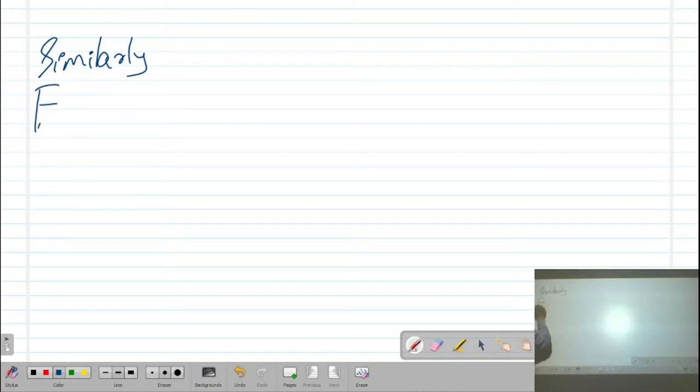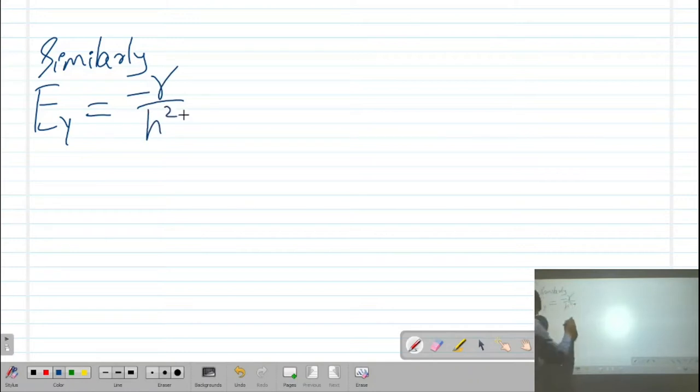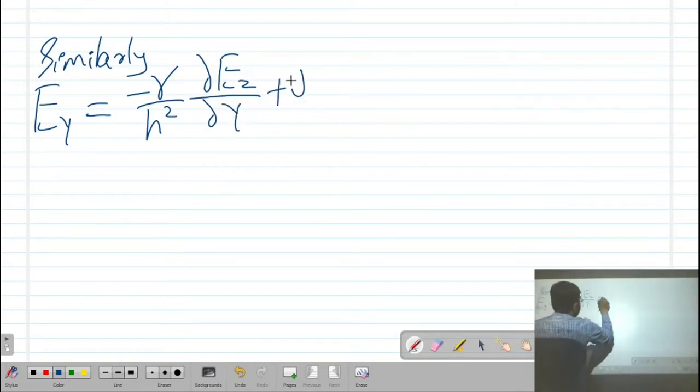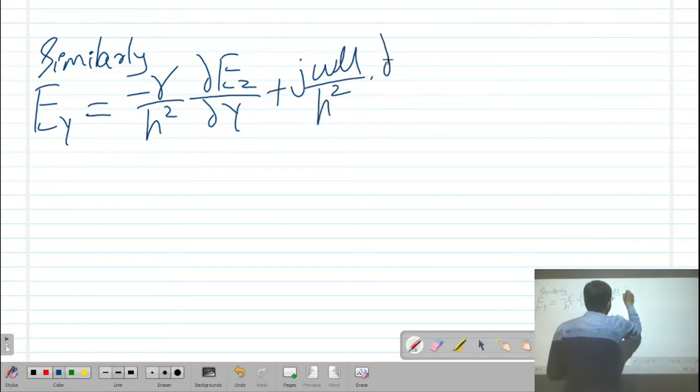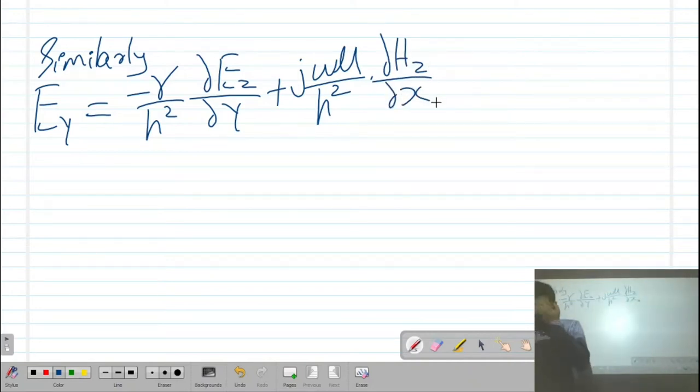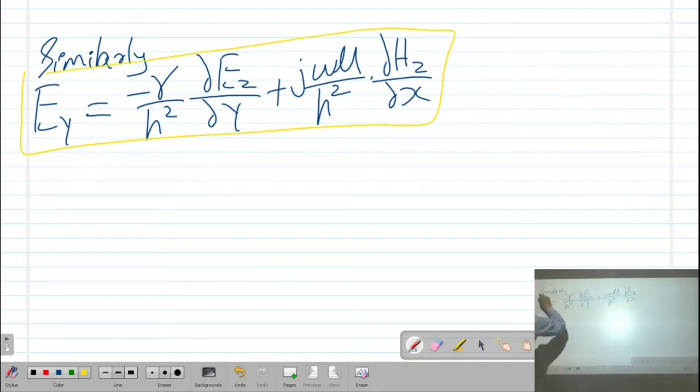Now similarly, we will also have E of y. As I told you, we will also have E of y, that is minus of gamma by h square del E of z by del y plus j omega mu by h square dot del h of z by del of x. This is the term for E of y. Remember, this is the term for the electric field in y direction, the electric field of y component.